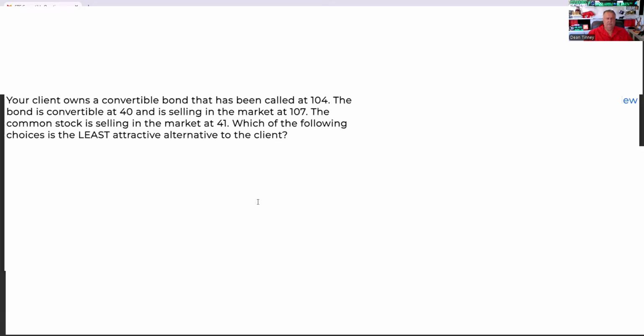Here's today's request. Your client owns a convertible bond that has been called at 104. The bond is convertible at 40 and is selling in the market at 107. The common stock is selling in the market at 41. Which of the following choices is least attractive?